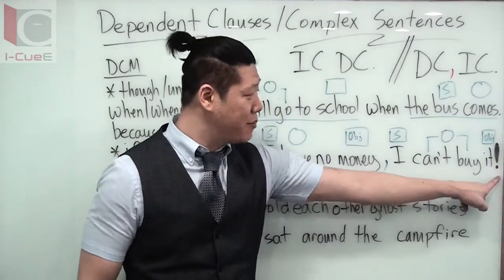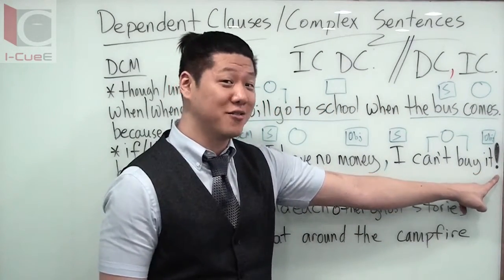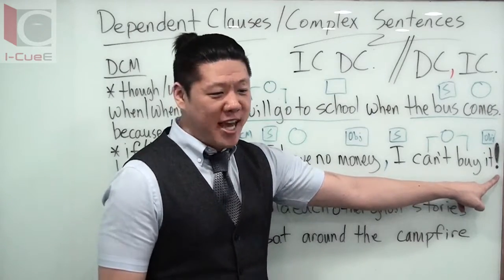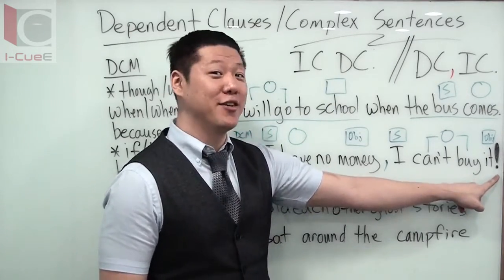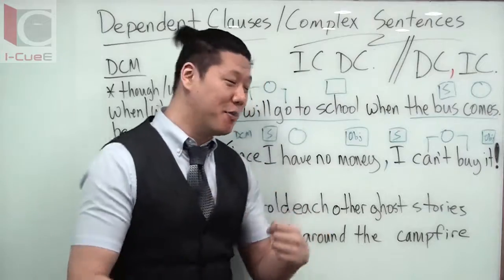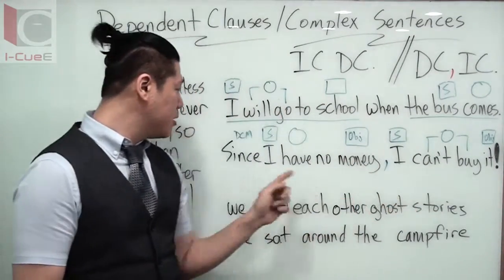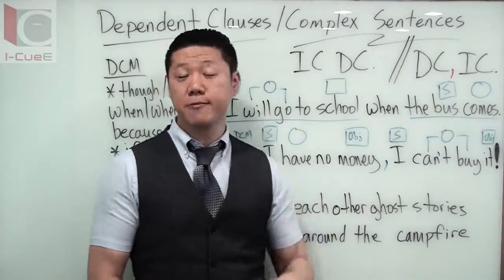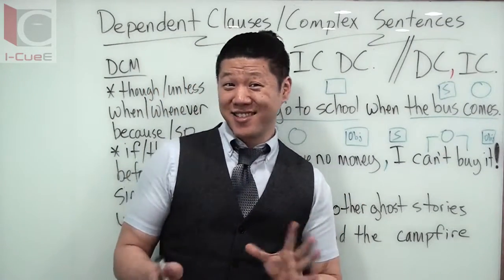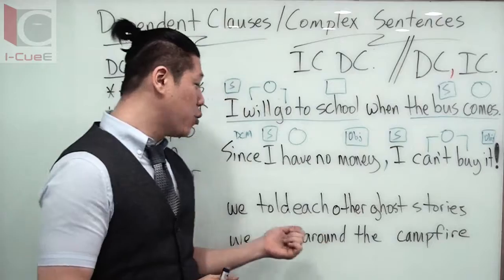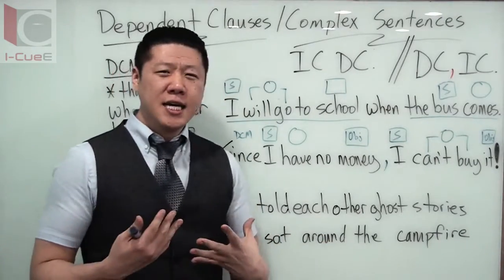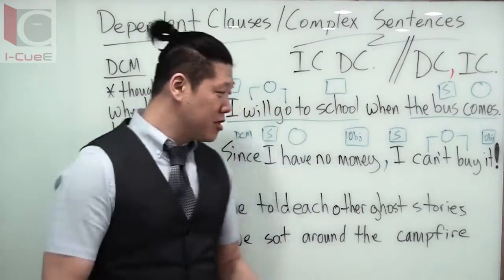You don't need to have a period, but you could have an exclamation. Depends on how angry you are about not having enough money to buy what you want to buy. Switch this again. I can't buy it, no comma, since I have no money, punctuation. Make sense? Easy? Hope so. This last one, I'm going to give you your options here. Because look at both of these.